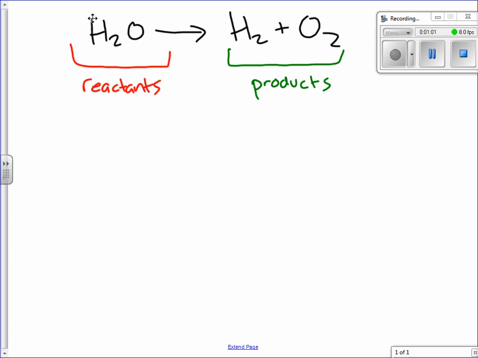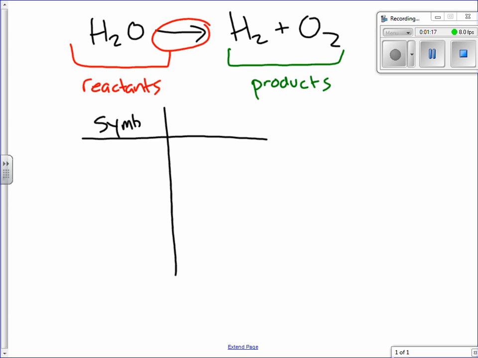The next step is to understand all the different symbols. The first symbol you'll see is this arrow right here. I'm going to make a chart here for all the symbols. So the first symbol is going to be the arrow. And what it basically means is it's what the reaction yields, or what the reaction produces.